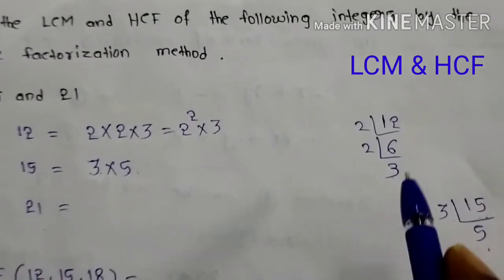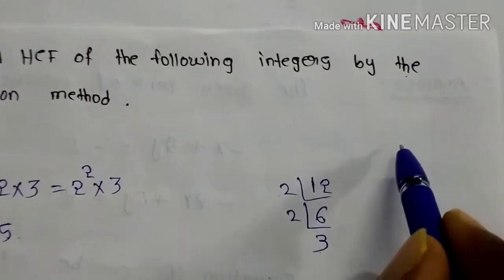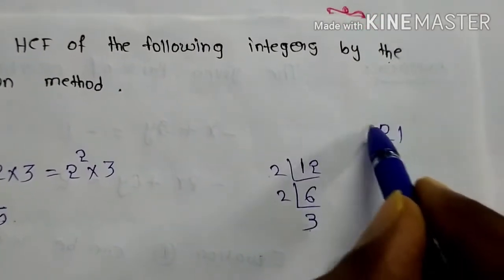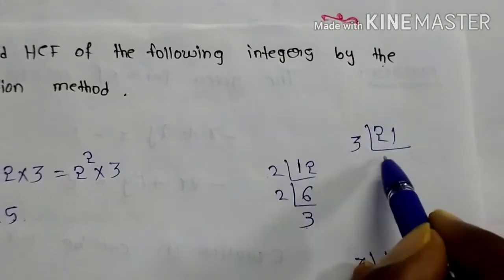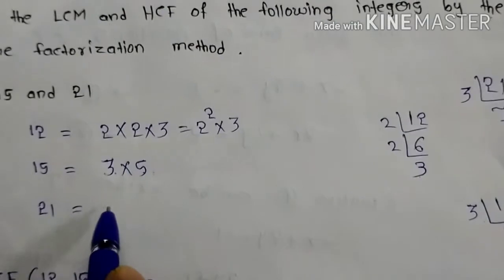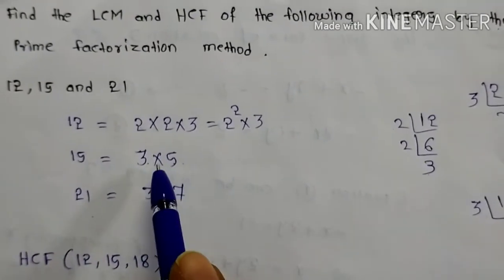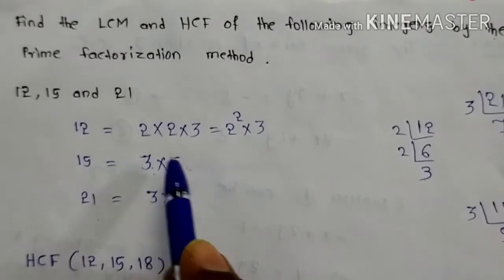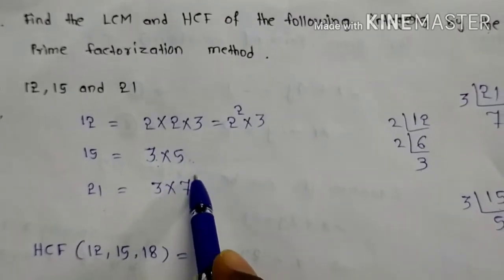Next you can take 21. How can you express 21? First check whether it is divisible by 2, no chance. Next take 3. 3 sevens are 21, so you can write 3 into 7. I hope you see that 3 into 5 means 3 power 1 into 5 power 1, and here also 3 into 7 means 3 power 1 into 7 power 1.